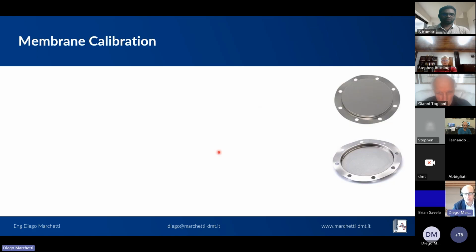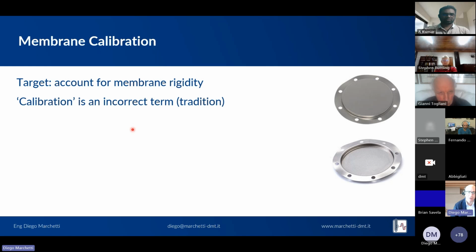To do so, I must first introduce the concept of membrane calibration, because the membrane itself has a rigidity due to the fact that it is of steel and it has to expand. So even though calibration is an incorrect term, historically we talk about membrane calibration, but the most correct and appropriate word would be tare, just like when we weigh the food and the container and then we subtract the weight of the container and pay only for the food. The container weight is like the rigidity of the membrane that must be subtracted when the tests are performed into the ground.